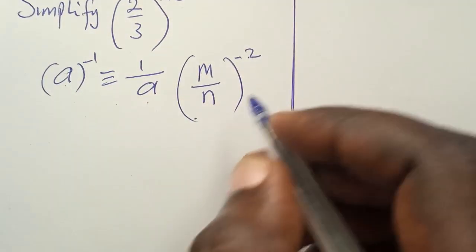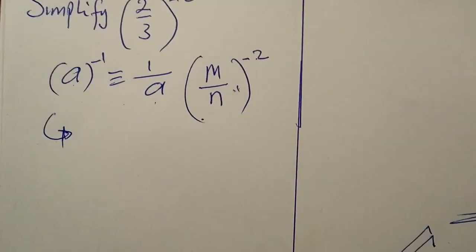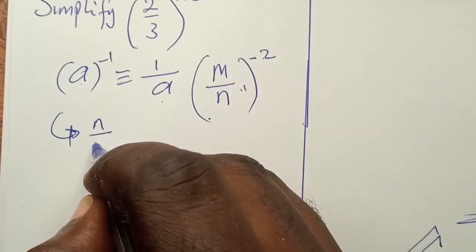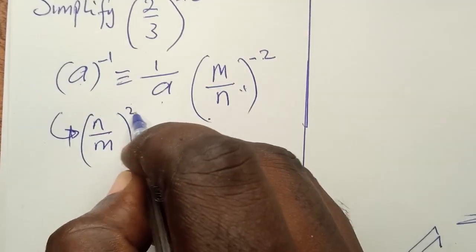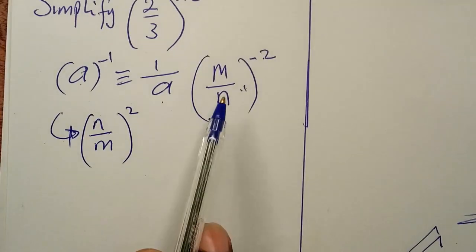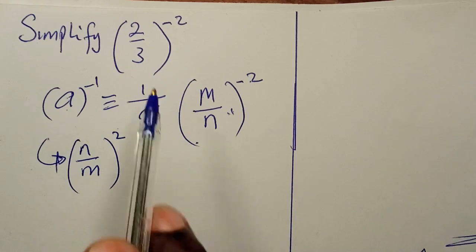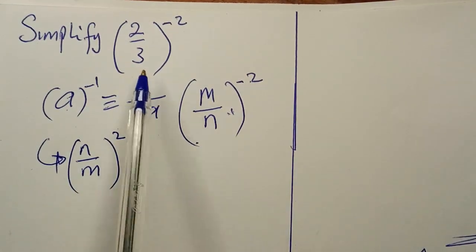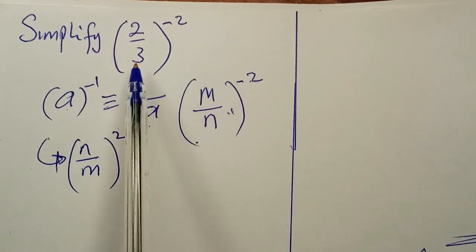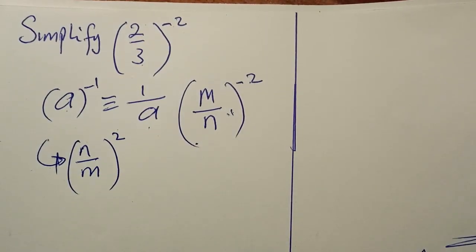In this way, it simply implies that this will transform and give us n over m to the power 2. In other words, the negative sign has been eliminated and the m and n have just changed position in the fraction. This is the same as we can see here. We exchange the fraction, bringing 3 up, 2 down, and making the sign positive. So we say 3 divided by 2 to the power 2.